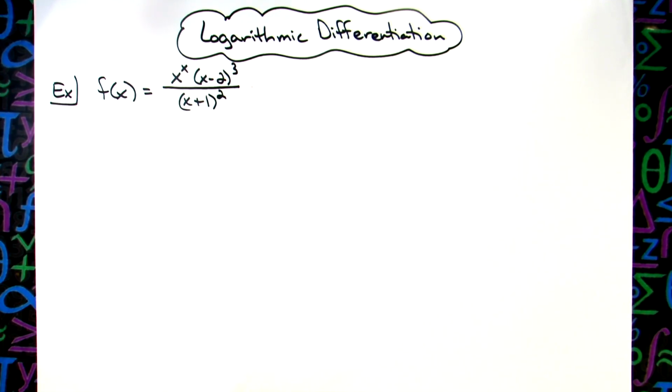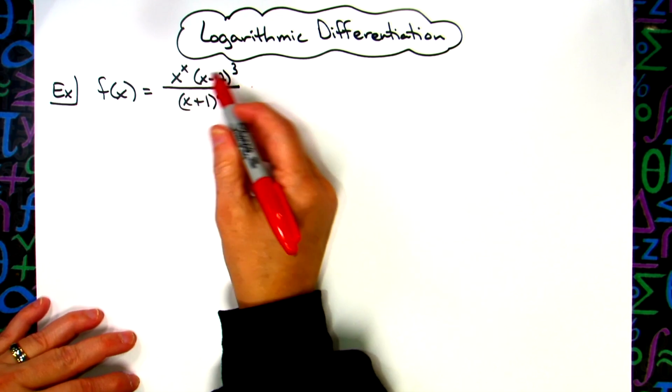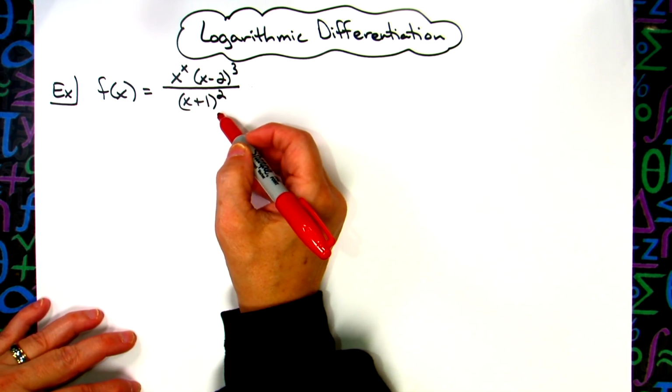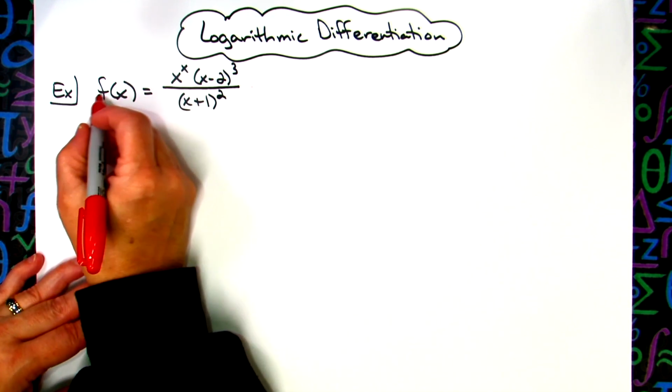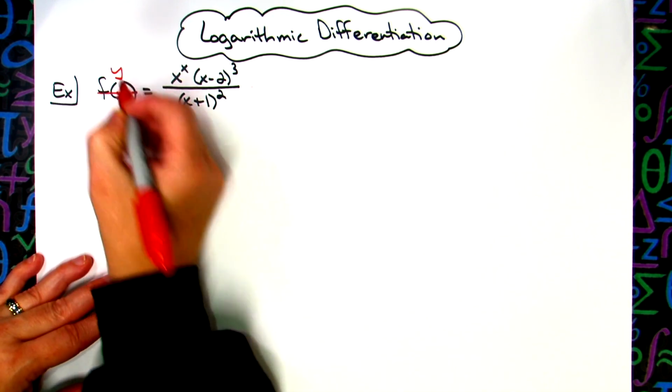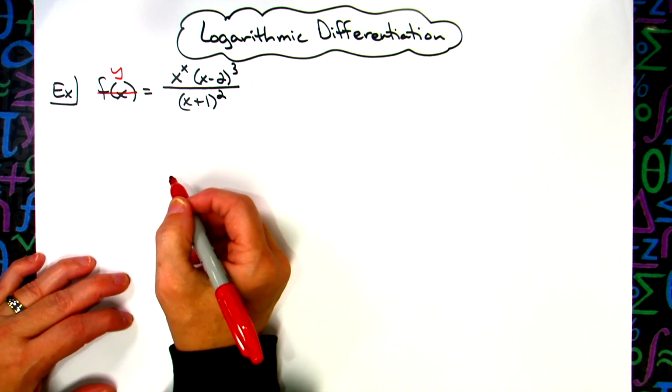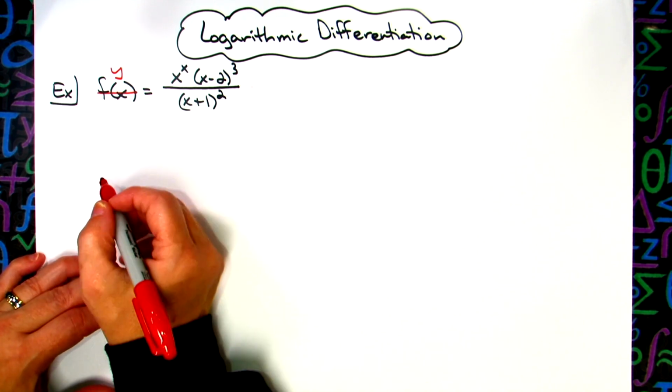In this video, we're going to be taking a look at a pretty complicated function, and we're trying to take the derivative, so we're going to choose logarithmic differentiation. First thing I'm going to do is cross out this f of x and make it a y, so that when I take the log of both sides, it's going to be the natural log of y on the left.